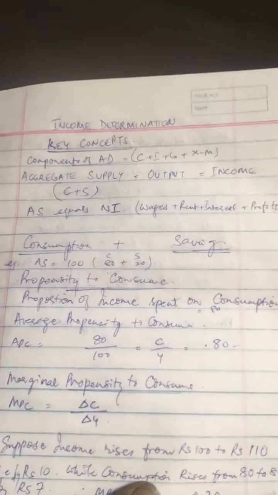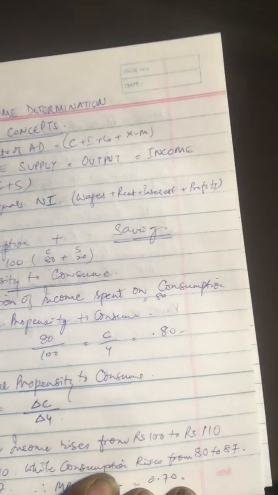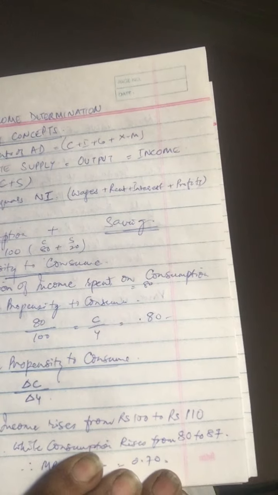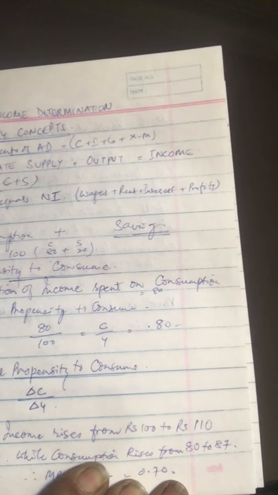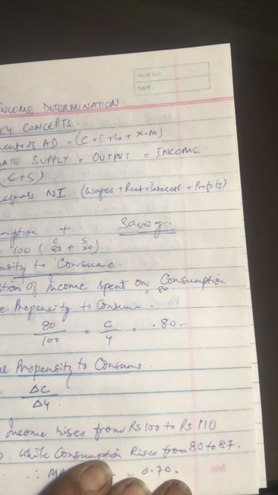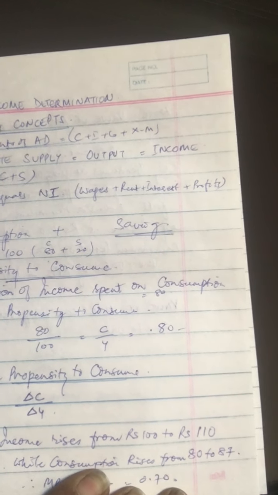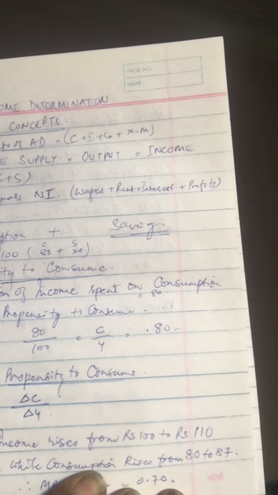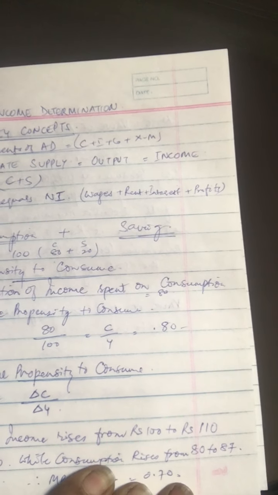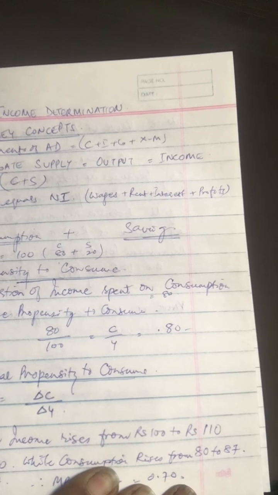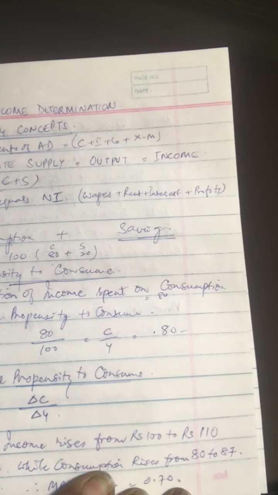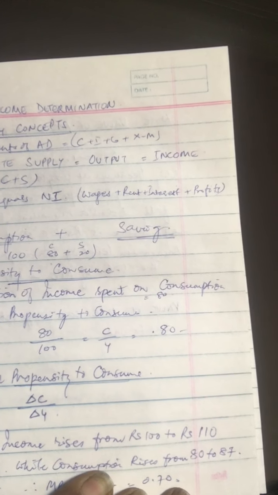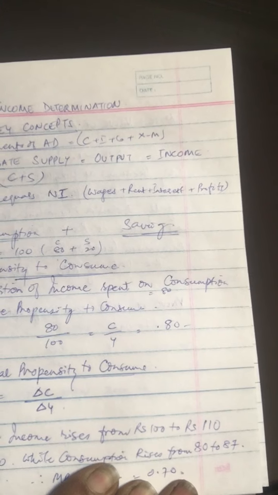So income can either be consumed or it can be saved. This is what we will be doing. If we're talking about consumption, let's talk about propensity to consume or consumption function. What is propensity to consume? It means the proportion of income spent on consumption. And when you express this proportion in terms of the ratio between total consumption expenditure and total income, it is known as average propensity to consume.